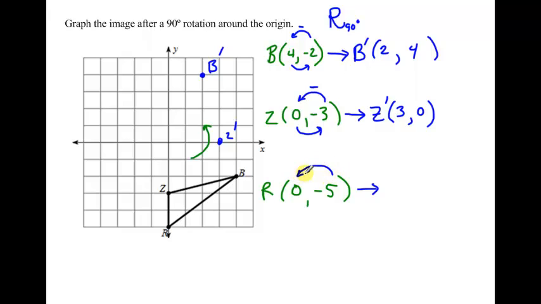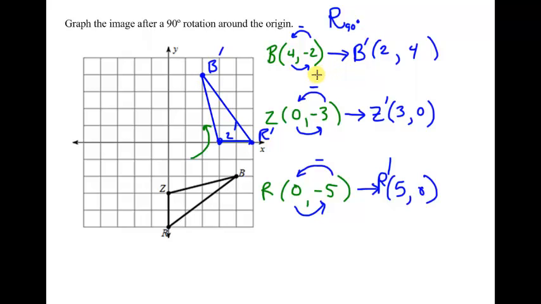One more for R. Same rule. Moving the y and negating it. It's going to make it a positive 5. Let me sneak my R prime in here. And moving that x to the front gives me the new coordinate 5, 0. So that's right here. And then I connect these guys up with the lines.